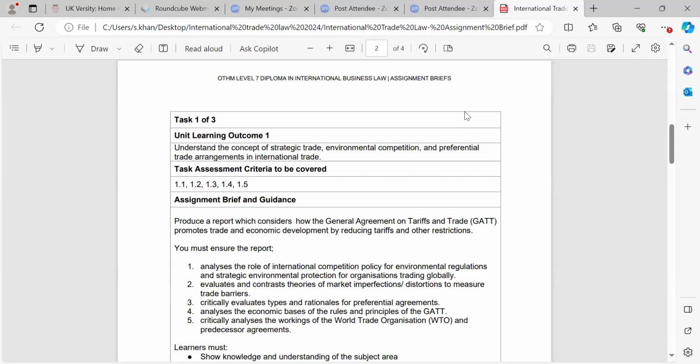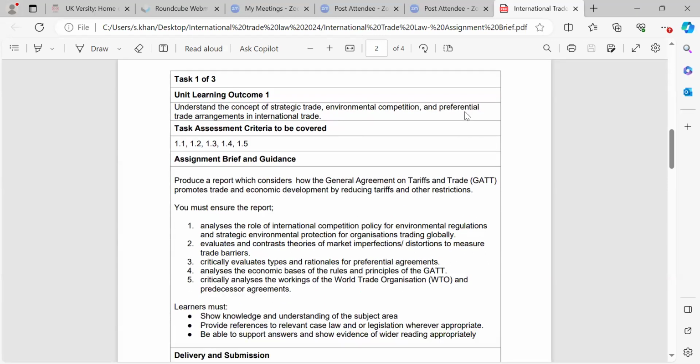So the first one is task 1 of 3. So there are 3 tasks. The unit learning outcome 1. So this is all to do with unit learning outcome 1: understand the concept of strategic trade, environmental competition, and preferential trade arrangements in international trade. Task assessment criteria to cover 1.1, 1.2, 1.3, 1.4, 1.5.